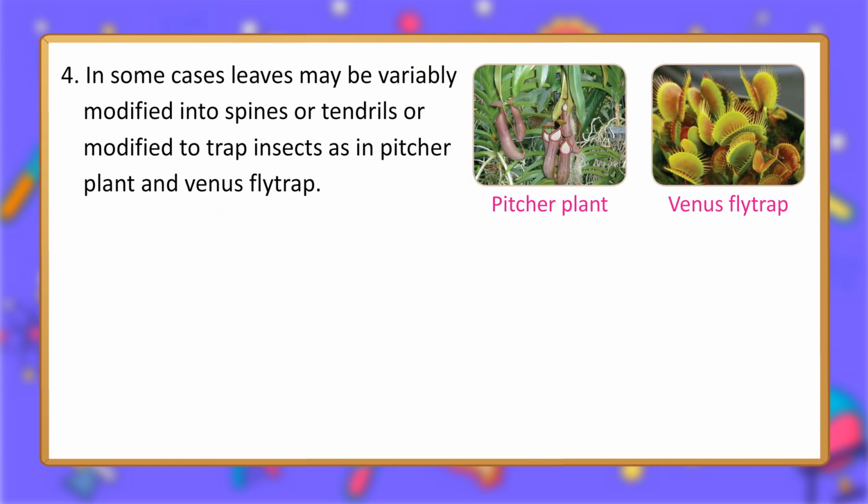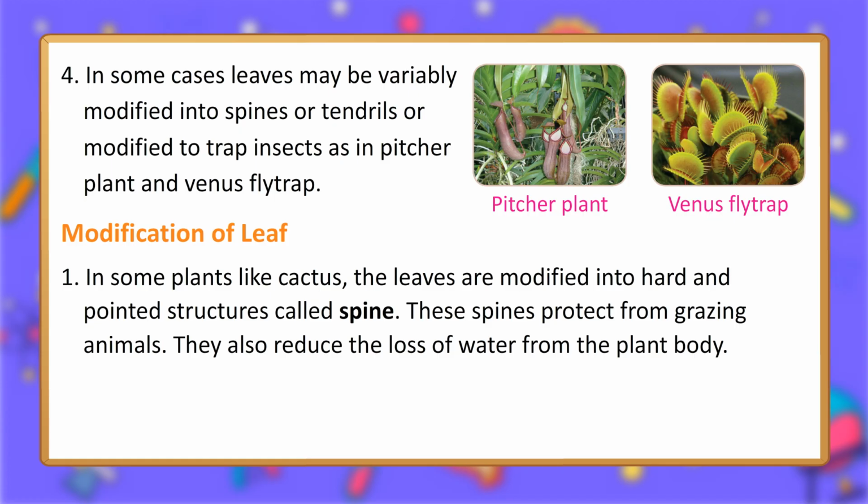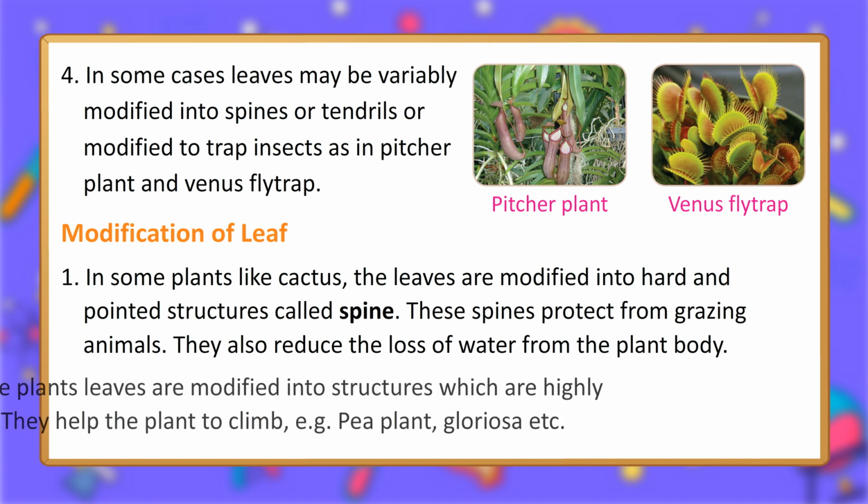4. In some cases, leaves may be modified into spines or tendrils, or modified to trap insects, as in pitcher plant and Venus flytrap. Pitcher plant. Venus flytrap. Modification of leaf. 1. In some plants like cactus, the leaves are modified into hard and pointed structures called spines. These spines protect from grazing animals. They also reduce the loss of water from the plant body.